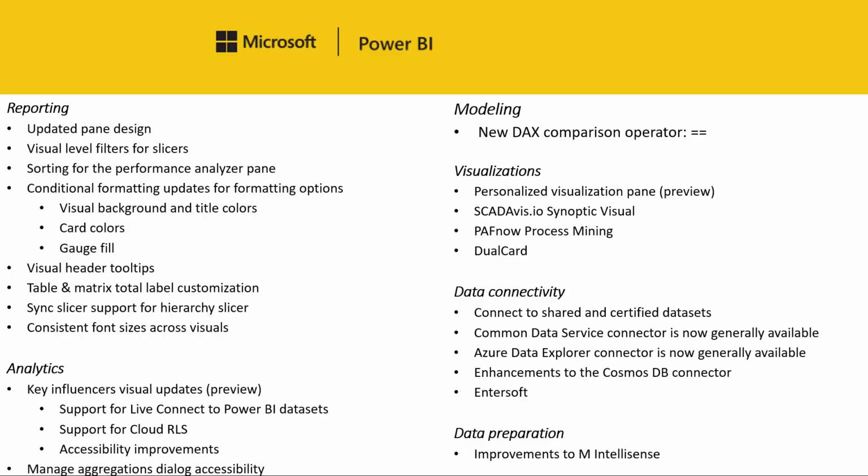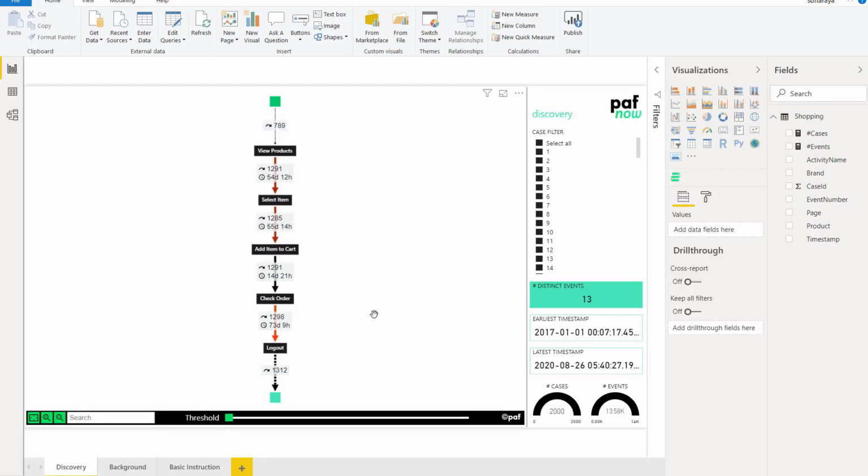Next on our list is a custom visual that can be used for process mining scenarios. With this custom visual, you can take your event data and visualize it as a flowchart to better help identify bottlenecks and discover root causes. Let's take a look at the sample report. Here in our report, you'll see that the events that I'm looking at deal with product purchasing. So I have events such as view products, select items, add item to cart, and etc.